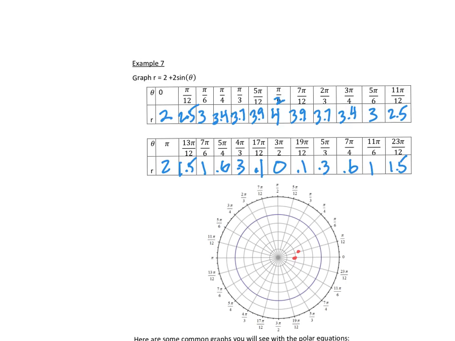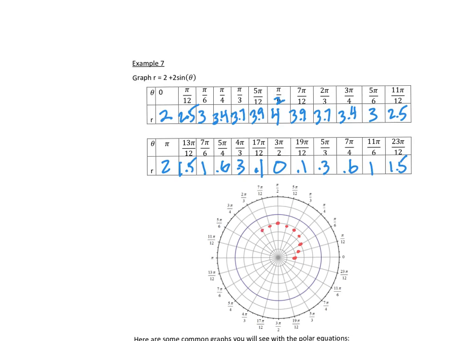At pi 6ths, we're at 3 rings. At pi 4ths, we're at 3.4 rings. At pi thirds, we're at 3.7 rings. At 5 pi 12ths, we're at 3.9 rings. At pi halves, we're at 4 rings. And then at 7 pi 12ths, we are at 3.9 rings. At 2 pi thirds, we're at 3.7 rings.